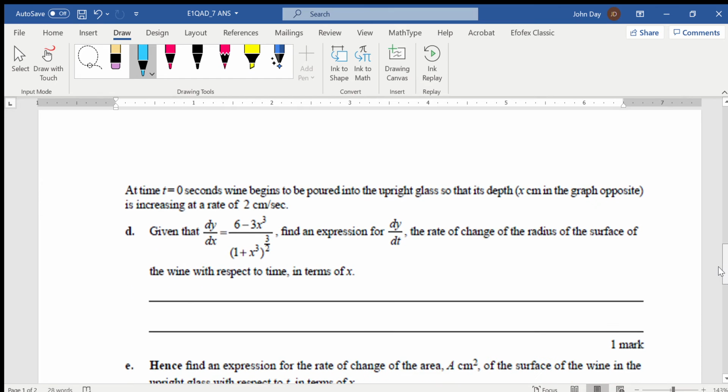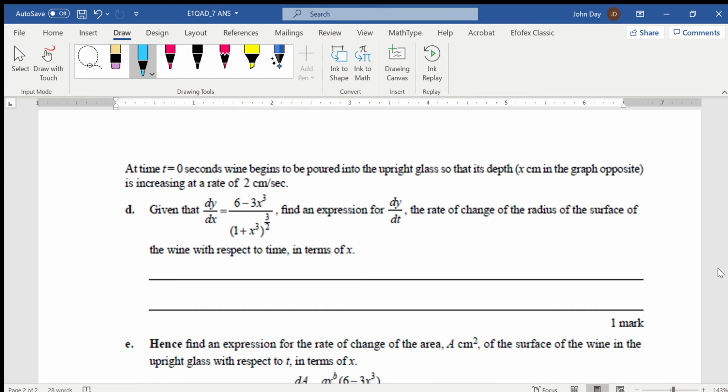Okay. At time t equals 0 seconds, wine begins to be poured into the upright glass so that its depth, x centimetres in the graph opposite, is increasing at a rate of 2 centimetres per second. So they're saying dx dt equals 2. Given that dy dx equals that, find an expression for dy dt. Well, we know that dy dt equals dy dx times dx dt, and they've told us in the question what dy dx is.